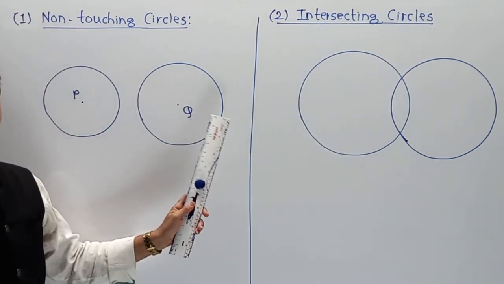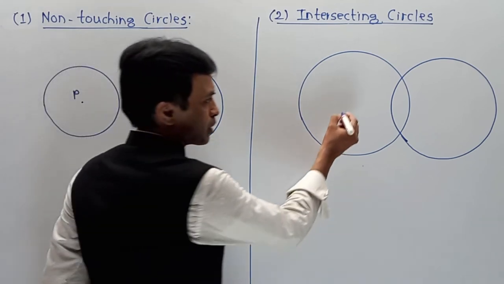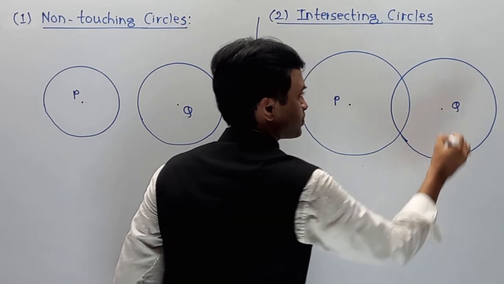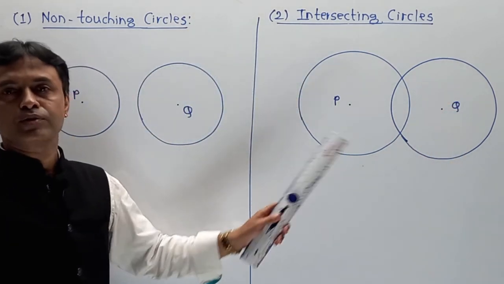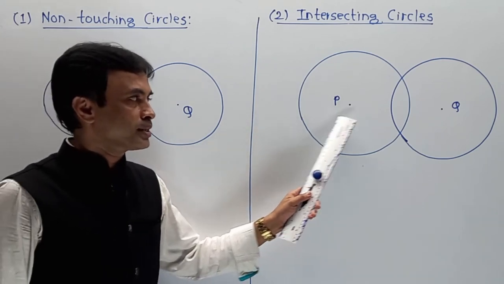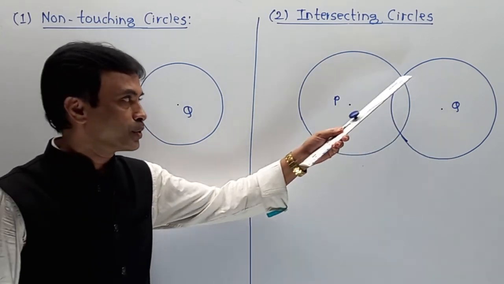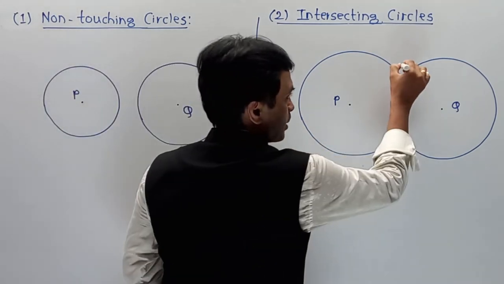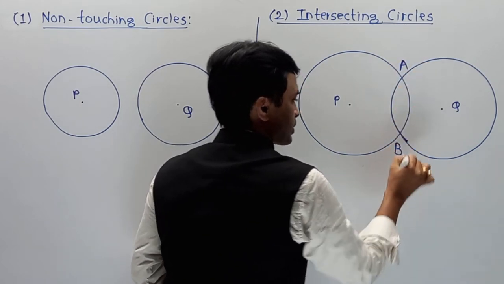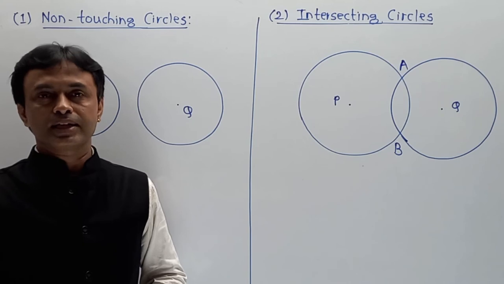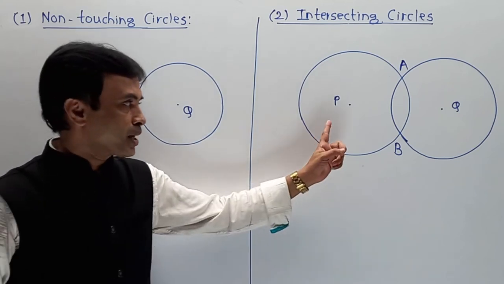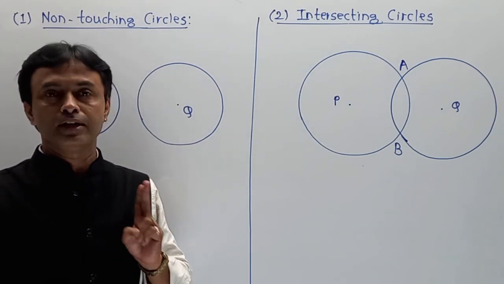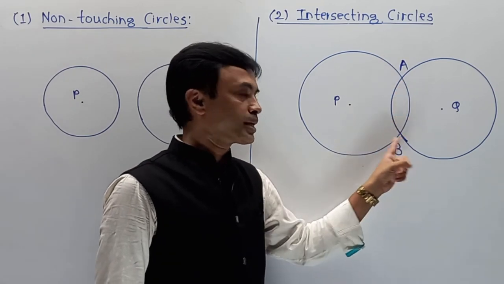Now here I am trying to keep the same nomenclature, P and Q. I have drawn two circles over here. The first circle has center P, the second circle has center Q. As this is a different diagram, I can use the nomenclature over here. Here you can see that these two circles intersect each other in two different points, just to indicate, point A and point B. I repeat, in two different points. One is point A and the second is point B.